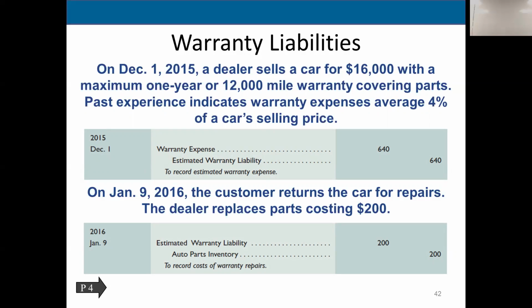Now on January 9th, 2016, we're still within that warranty period. The customer returns the car for repairs, and the dealer replaces parts costing $200. So here we're going to debit estimated warranty liability by the amount paid, $200, crediting auto parts inventory. We're reducing the inventory. Any questions?